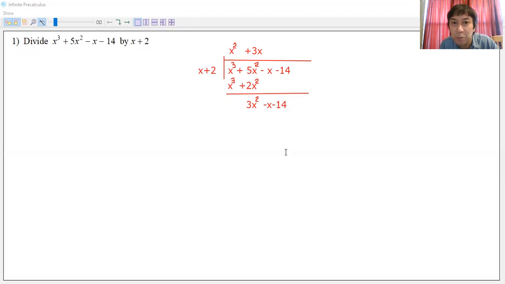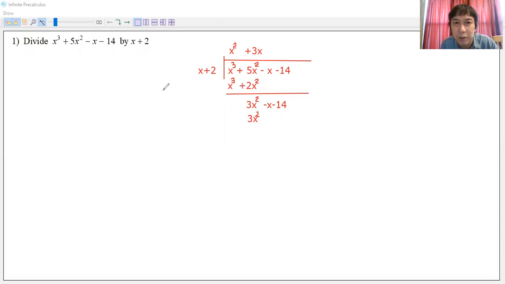And then you're back to multiplication. This time it is 3x times the divisor, 3x times x plus 2. So we're going to have 3x times x, that's 3x squared. So this will be another 3x squared over here.